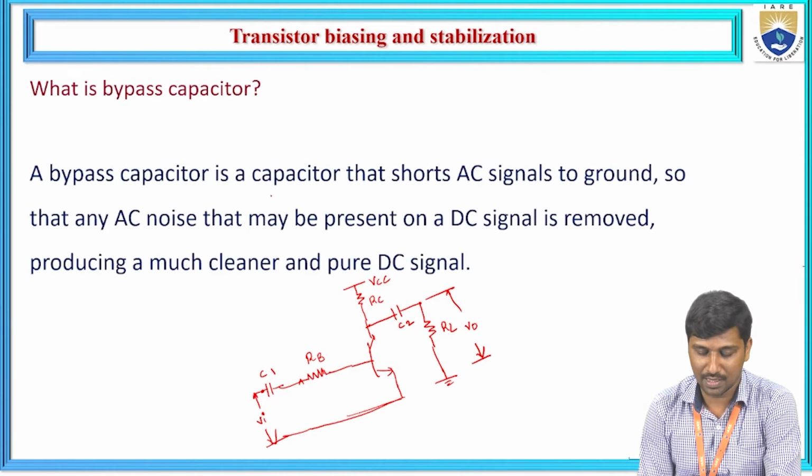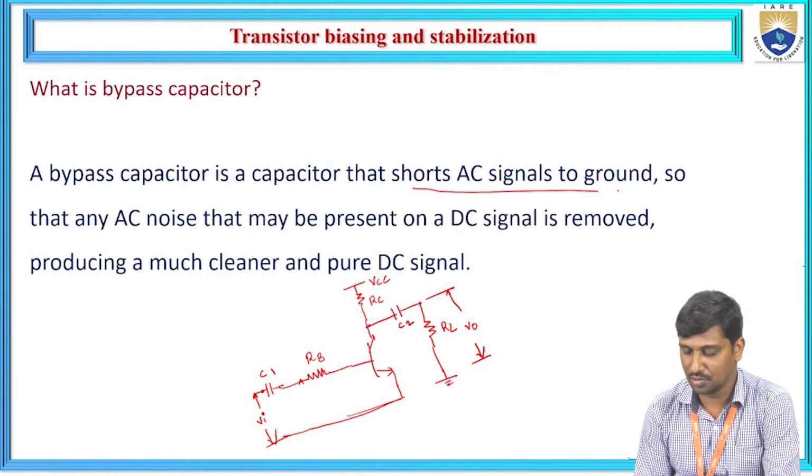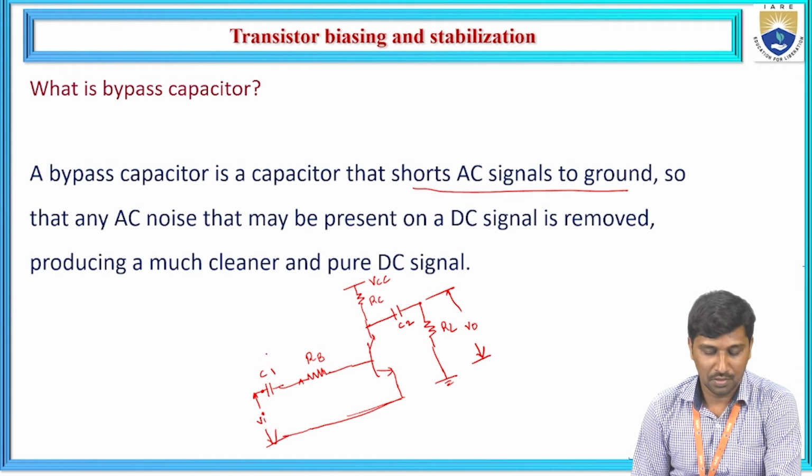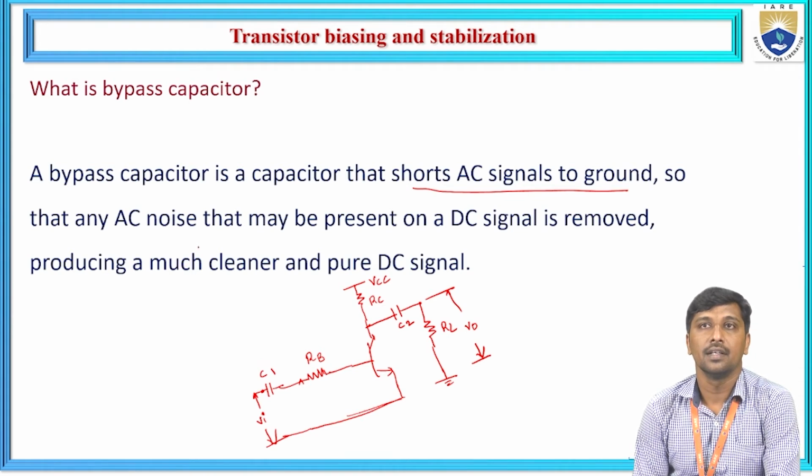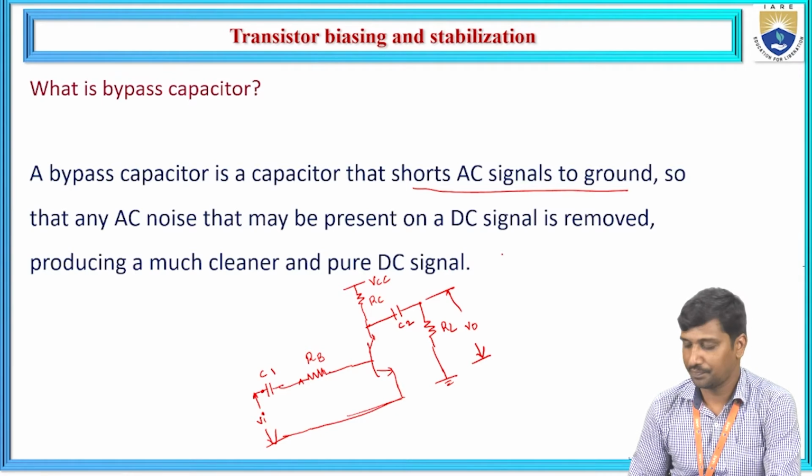But coming to the bypass capacitor, it shorts the AC signals to ground, so that if any AC noise is present on a DC signal, it is removed, producing a cleaner and pure DC signal. That is the reason the AC noises are taken to ground, and a pure DC signal is produced at the output side.